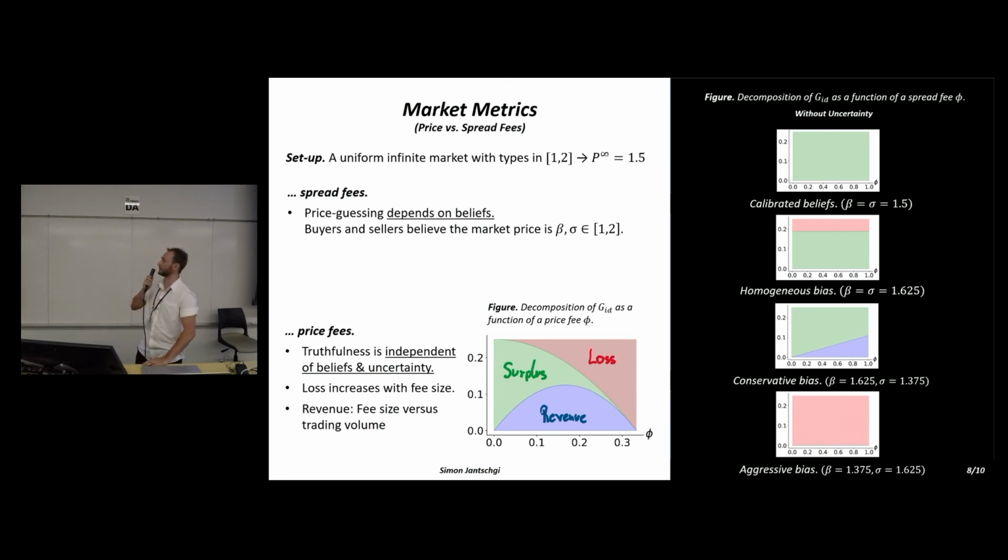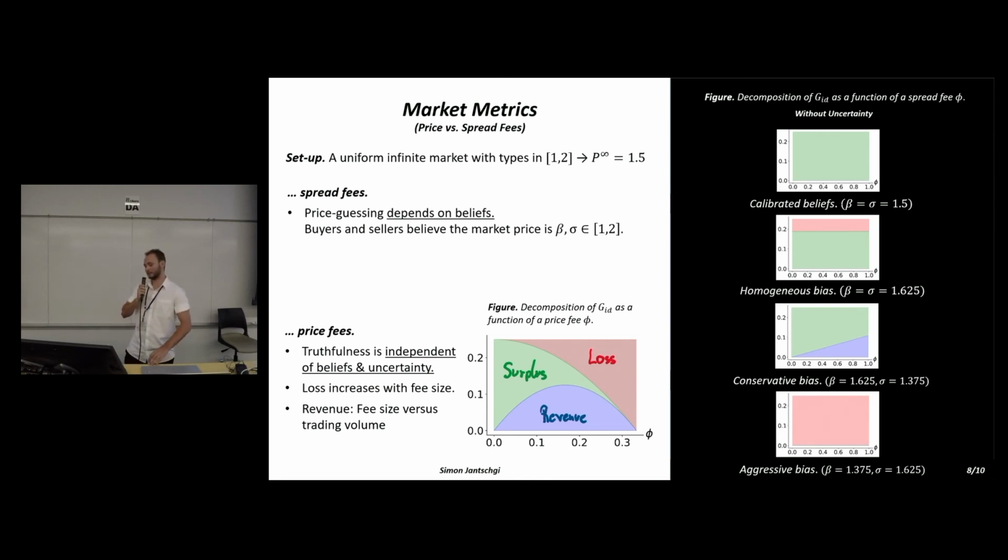If traders have the correct beliefs, namely the belief that the market price is 1.5, the market will be fully efficient, but there will be no revenue because all traders completely estimated the market price, meaning that no spread is there to be charged. The second scenario is that of a homogeneous bias, where all traders still coordinate around the same market price, but this market price is a little off, so there is some additional efficiency loss and still no revenue to be gained.